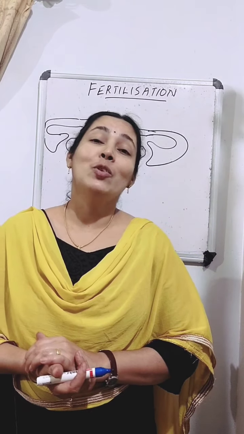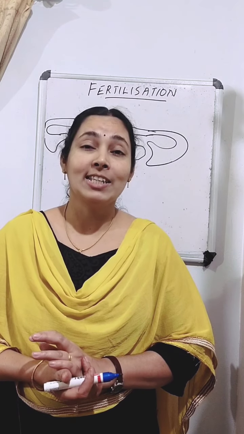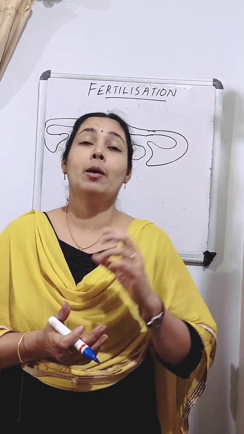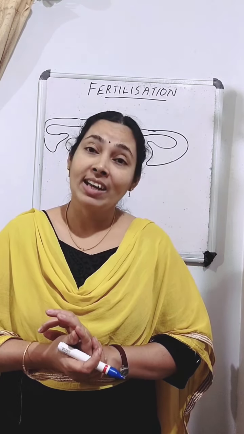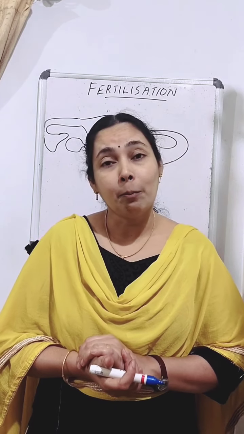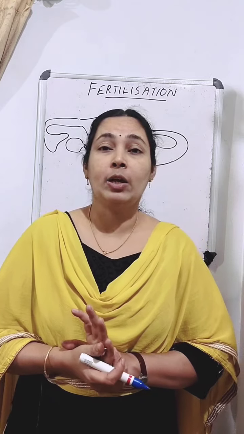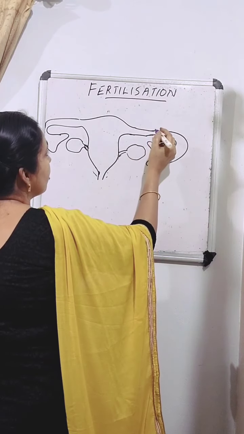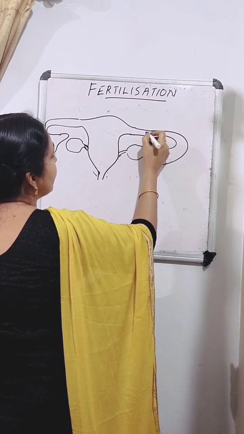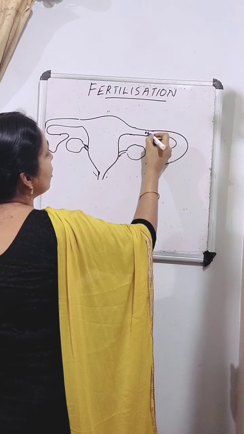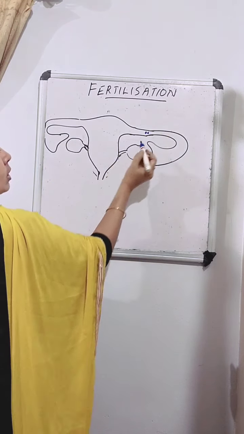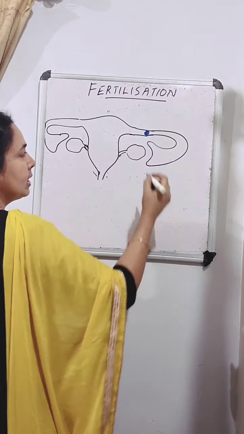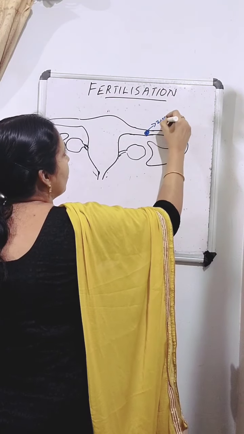We learned that due to the fusion of male and female gametes during fertilization, a single cell called zygote is formed. Now, how does this single cell become a big individual? So our next topic is development of the embryo. We saw that the nucleus of the ovum and the sperm fuse together to form a single nucleus, forming a single cell called zygote.